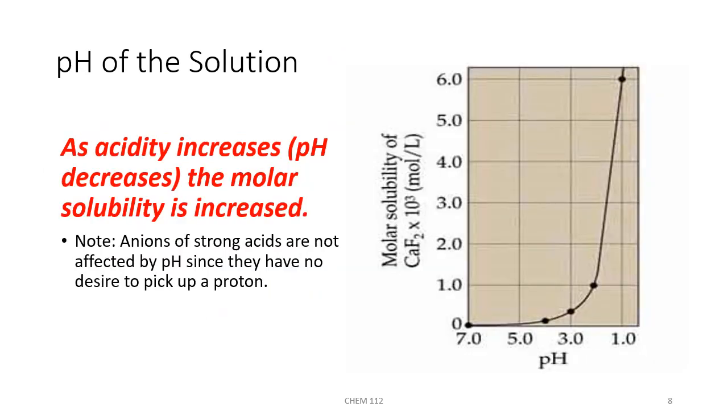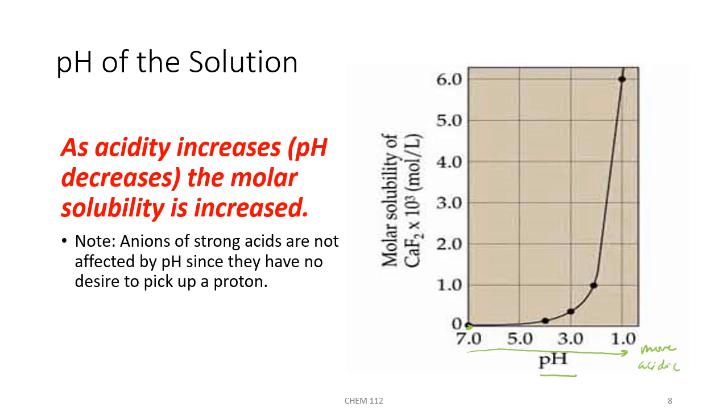Here we have a graphical representation of how the molar solubility of our calcium fluoride will change with pH. On the x-axis, we have the pH, and we're starting out at a pH of 7, or a neutral solution, and it's getting lower or more acidic as we move from left to right.